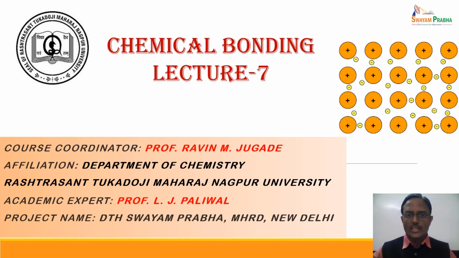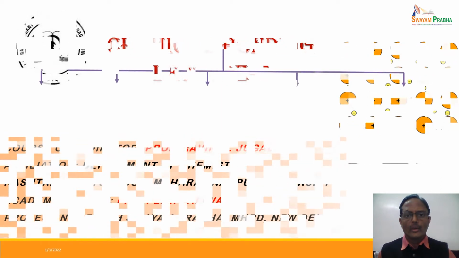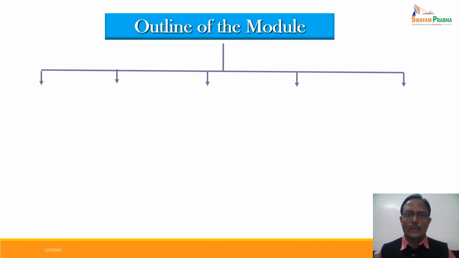In the previous lectures, we have discussed various types of bonding, including the ionic bonding and covalent bonding, the theories of covalent bonding, including valence bond theory, molecular orbital theory, and VSEPR theory. Today in this lecture, we will go ahead with various other types of bondings. This lecture has been prepared under the academic expertise of Professor L.J. Paliwal.